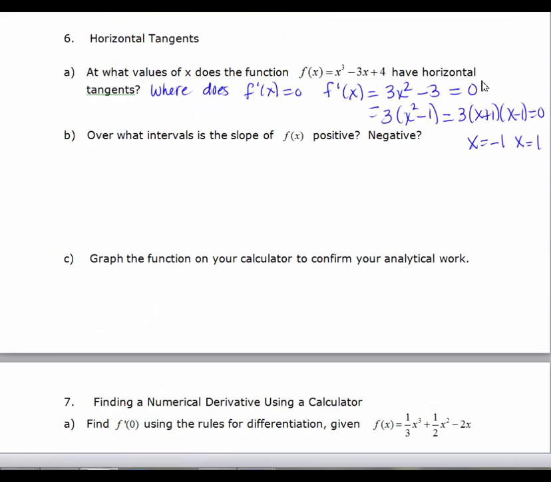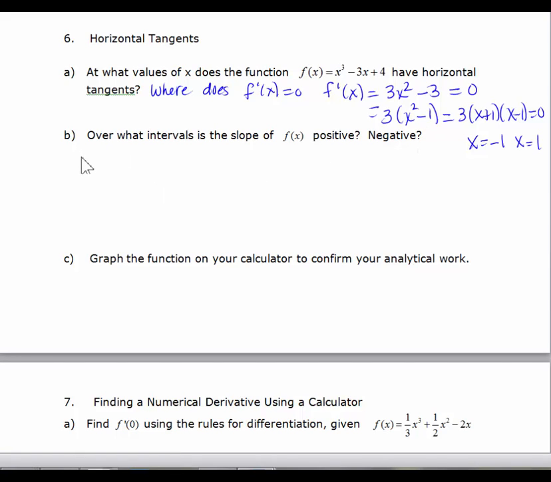Now, you're not always going to have a calculator obviously on both parts of the test, but when you're first learning how to do this, it's a good idea to graph it, get a visual, and it does make sense that we've got horizontal tangents at those values. Now, if you want to find out over what intervals the slope of f of x is positive or negative, and you don't have a graphing calculator with you, we're going to use a sign chart.